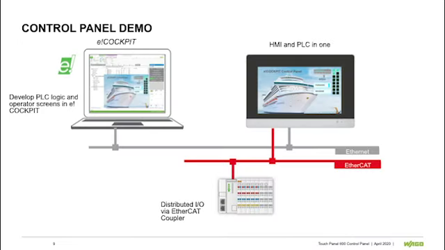Next, Mark is going to show you a demo of the control panel. This is the diagram of the architecture of the demo. Mark will use the eCockpit software to set up the EtherCAT communications with the distributed I/O and develop the PLC program. Then, in runtime, the control panel will manage the outputs on the EtherCAT coupler. So I think Mark is ready to show us how it's done.